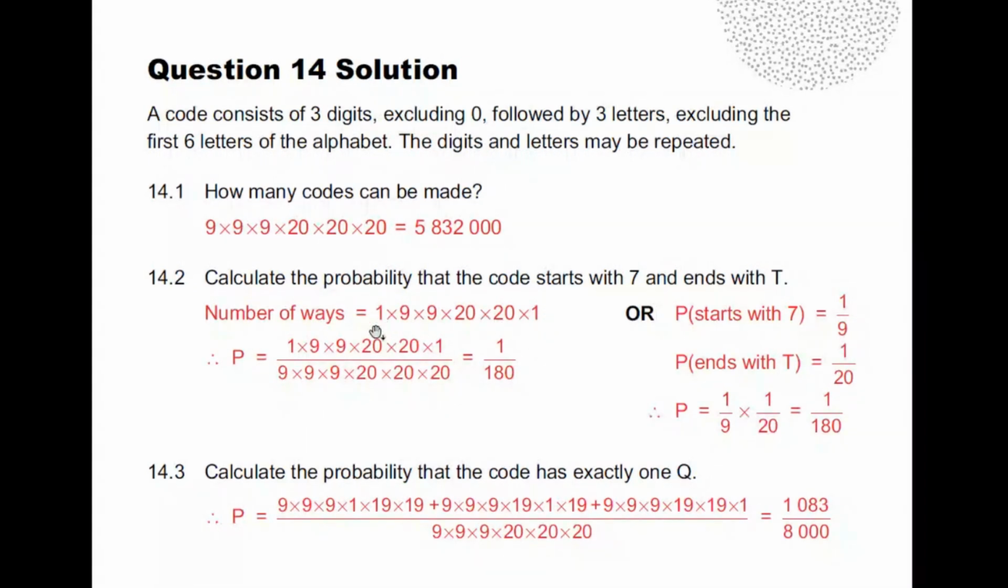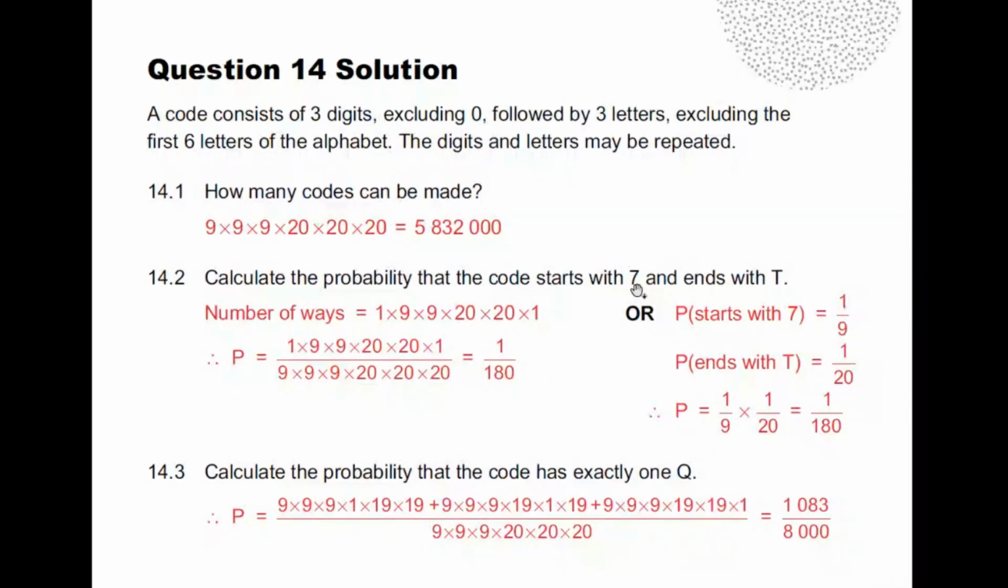So that was 1 because of the 7, 1 because of the T. I can repeat the digits, but no 0. I can repeat the letters, but no first 6 letters. Probability they asked for. So it's this answer divided by the total number.